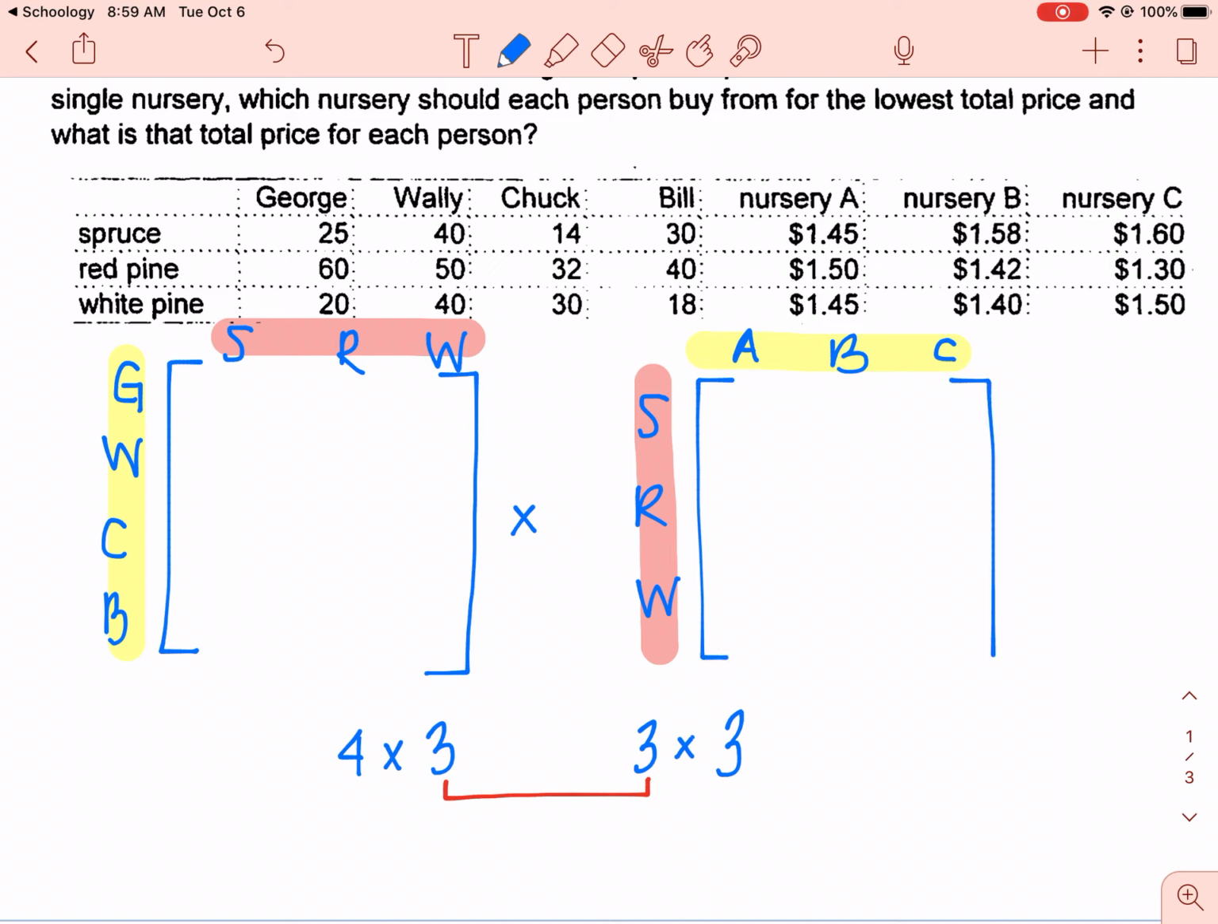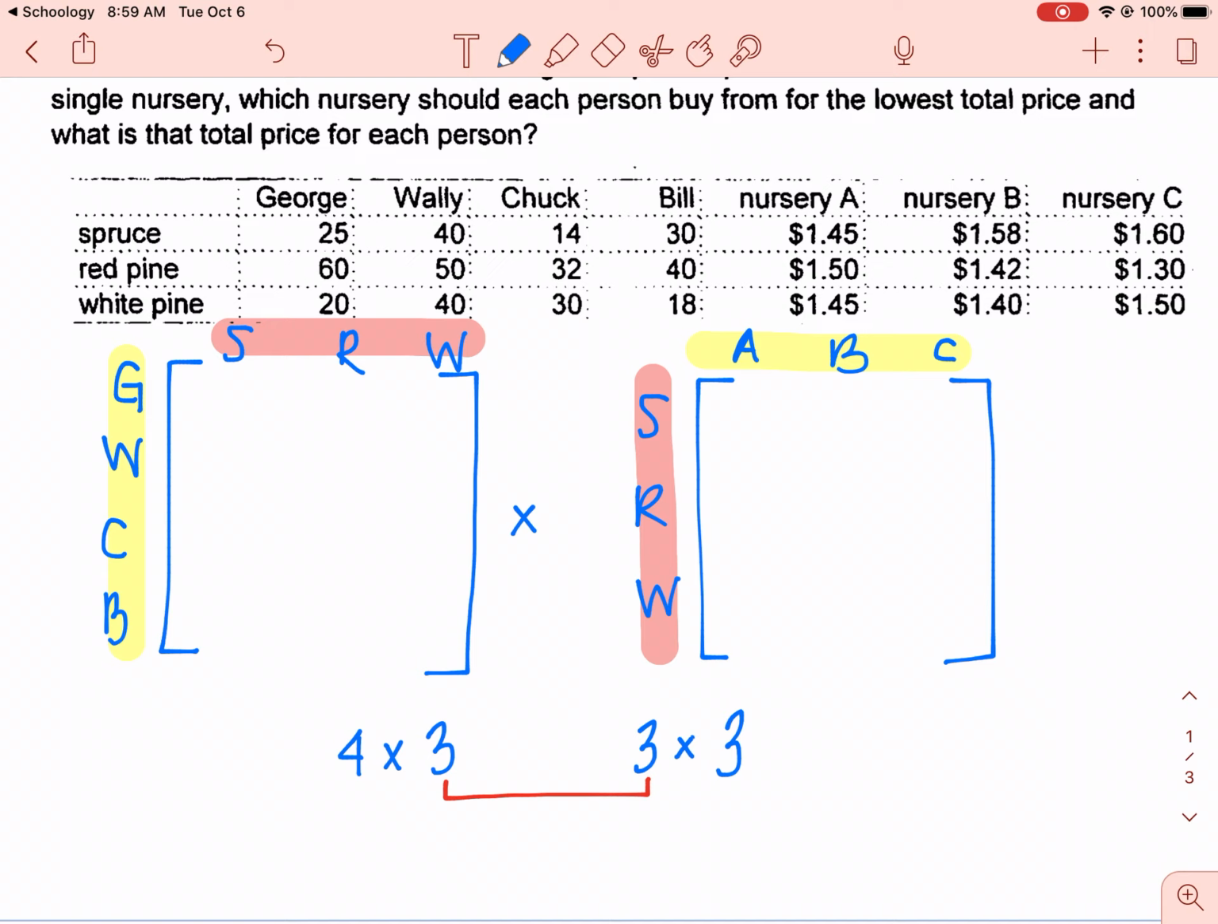This is the hardest part. Filling in the matrix and doing the multiplication, that's okay. But this part is tough. So watch my highlighting. Realize when you multiply that the rows and columns have to match up with the middle. And now we can start plugging in our information.